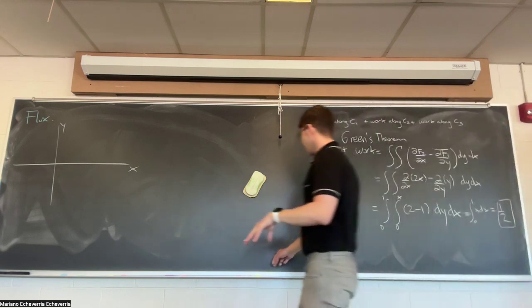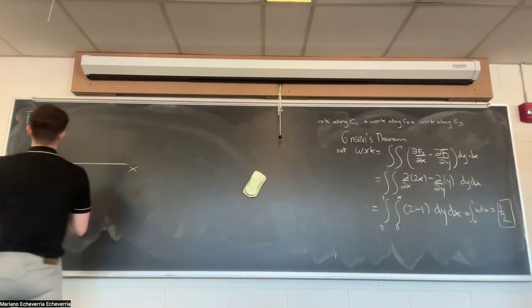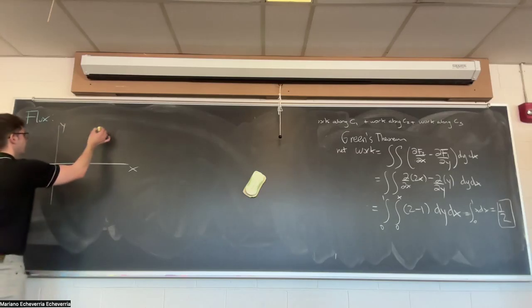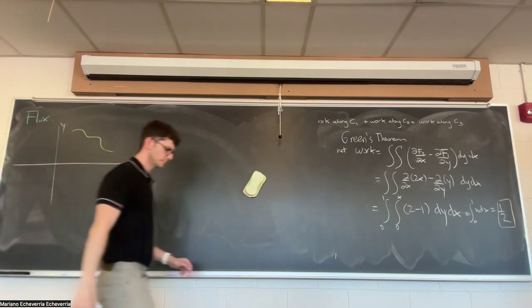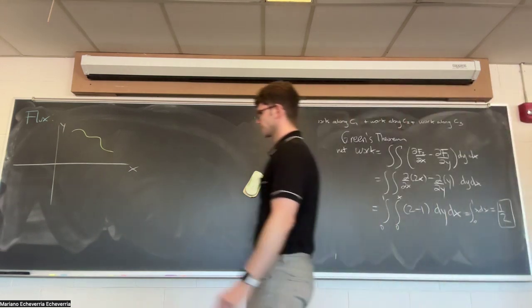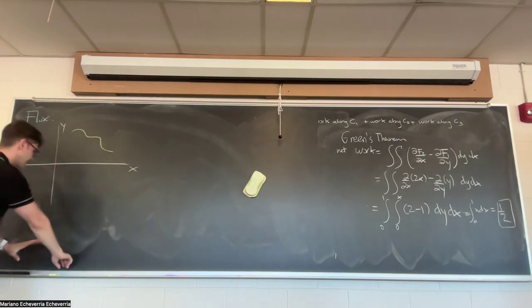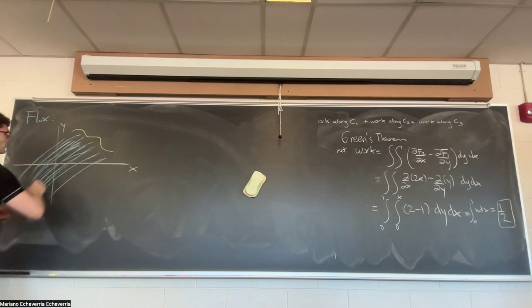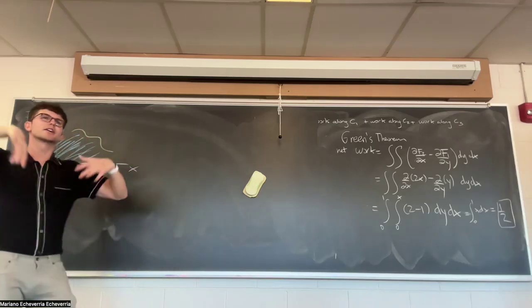Okay, so what's the idea here? Let me see if I can explain it first with a picture. So imagine that you have some sort of curve on the plane. For example, maybe there's a river here on the plane. And then this kind of represents the coastline or whatever, right?